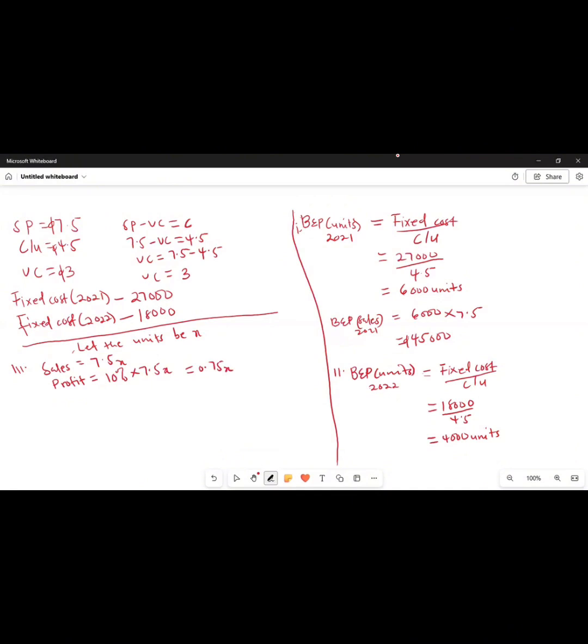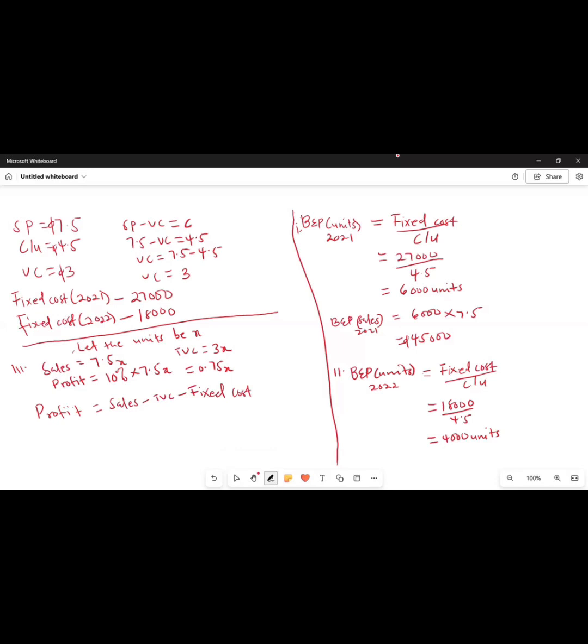So this 0.75x. So now we know that our profit, total variable cost, will also be equal to the variable cost per unit multiplying the unit, which is X. Equal to our sales minus what? That is profit. So sales minus our total variable cost minus our fixed cost. That gives us our profit.